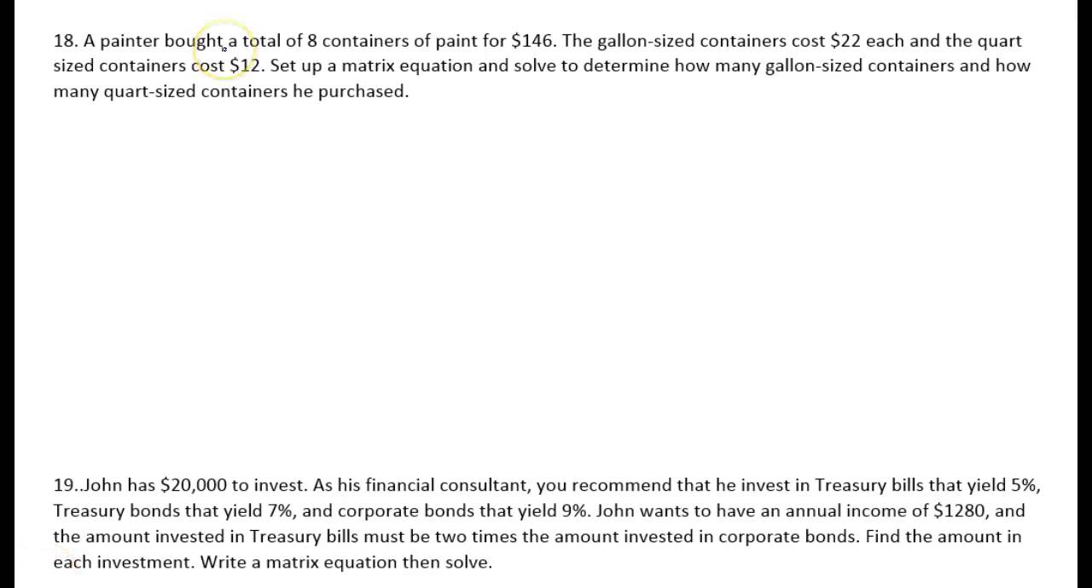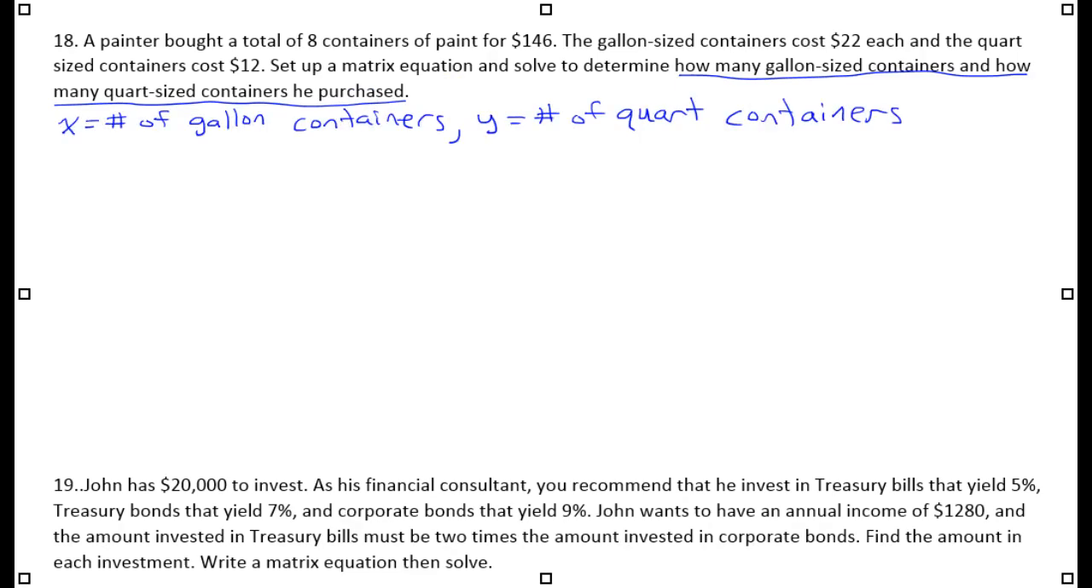A painter bought a total of 8 containers of paint for $146. The gallon-sized containers cost $22 each, and the quart-sized containers cost $12. Set up a matrix equation and solve to determine how many gallon-sized containers and how many quart-sized containers he purchased. So first, let's define our variables. I'm going to let x equal the number of gallon containers and y will be the number of quart containers.